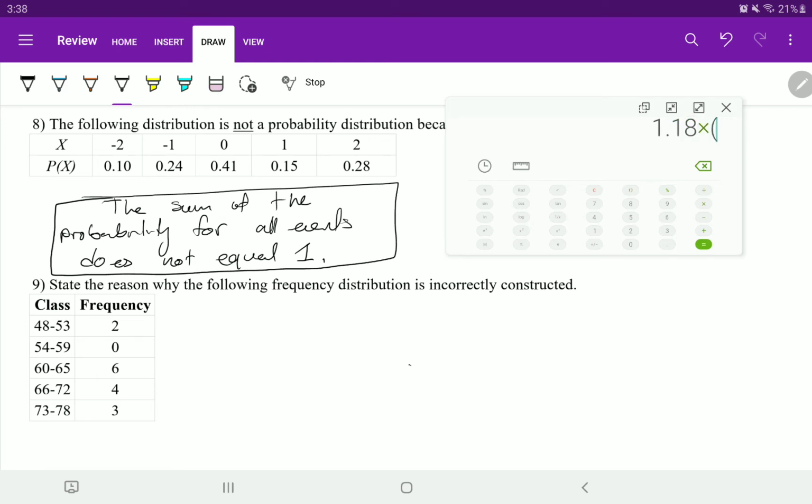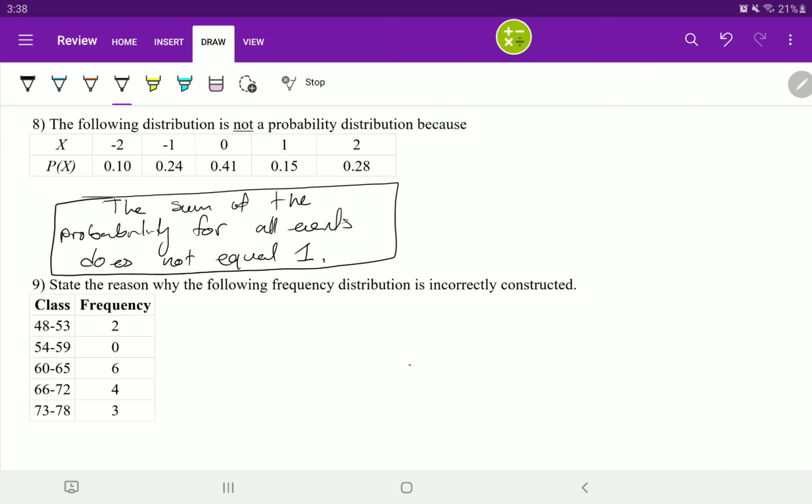All right, let's close that. And let's move on to number 9. Number 9 says, state the reason why the following frequency distribution is incorrectly constructed. Okay, so there's usually 3 errors. Sometimes you can have more than one error in a frequency distribution. Either the class width isn't uniform, a class has been omitted, or the class limits overlap.